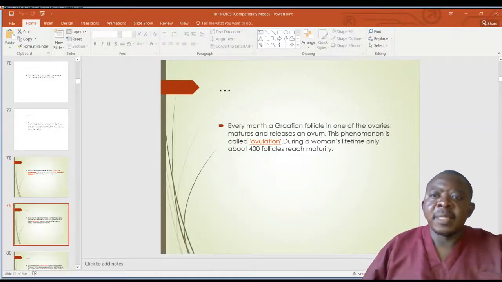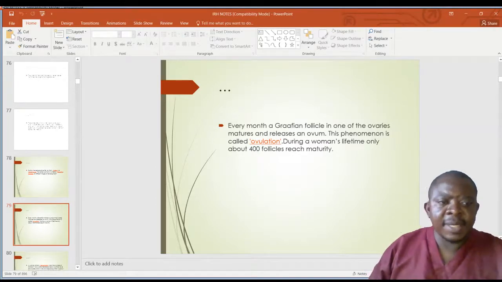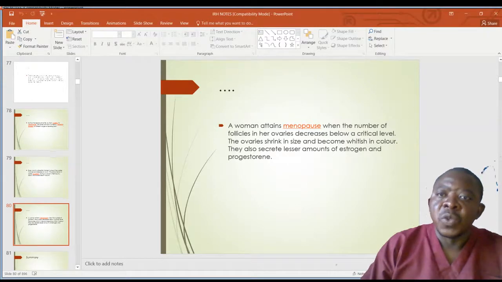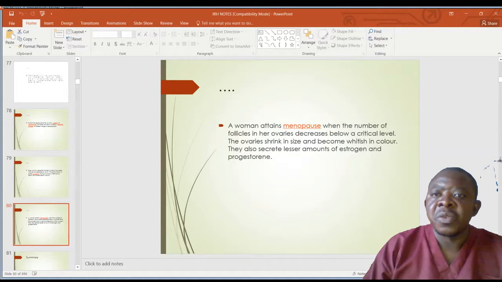During a woman's lifetime, only about 400 follicles reach maturity. So a woman attains menopause when the number of follicles in her ovary decreases below a critical level. The ovaries shrink in size and become whitish in color. They also secrete a lesser amount of estrogen and progesterone.